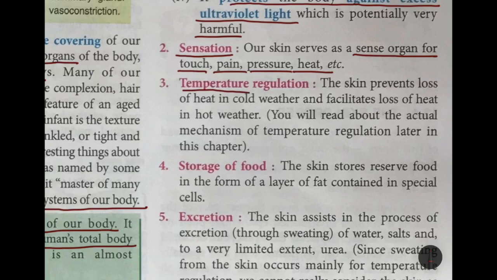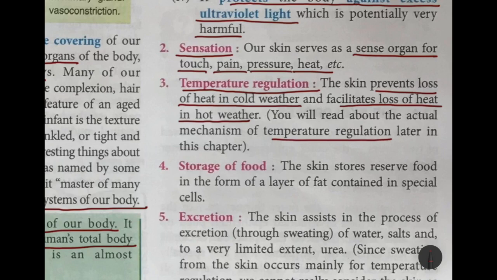Now, next is temperature regulation. The skin prevents loss of heat in cold weather, keeps you warm, okay, and it facilitates loss of heat in hot weather. So later in this chapter, we'll be learning how this temperature regulation is done. Okay, next is storage of food. The skin stores reserve food in the form of a layer of fat contained in special cells. If you remember, adipose tissue. Yes, so it is found in the skin.